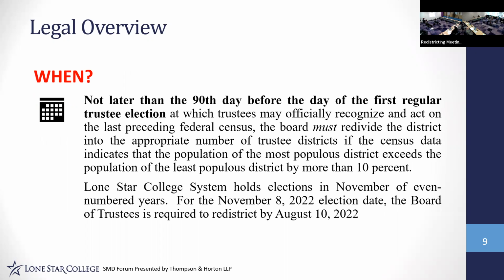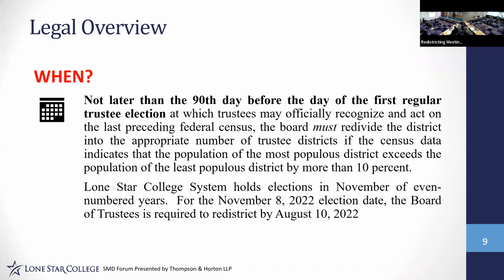When do we redistrict? Well, the law guides us in that as well. So Lone Star College has elections on even numbered years. And so the upcoming election, November 8th, 2022, is the first election that the Lone Star College system can react to this latest census data. And so the law says that 90 days before the day of the first regular trustee election at which trustees may officially recognize and act on the last preceding federal census, you have to complete the redistricting process. And so if you calculate November 8th, 90 days back is August 10th.